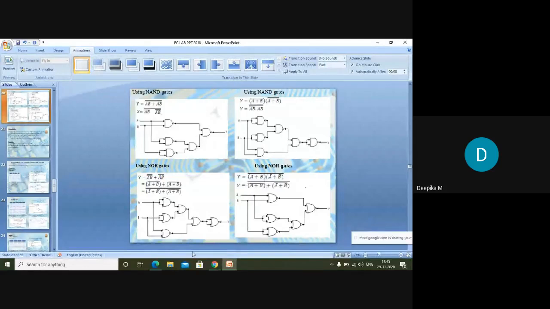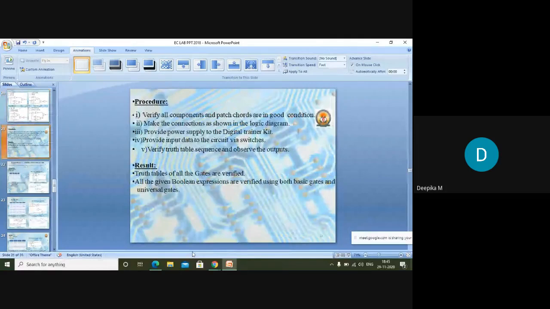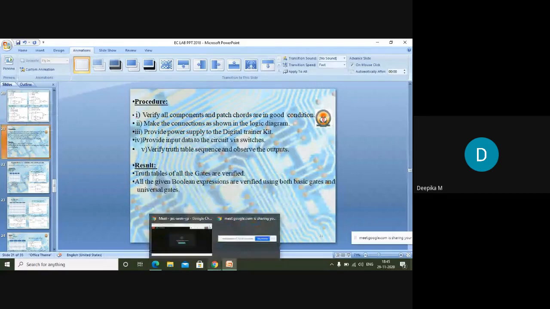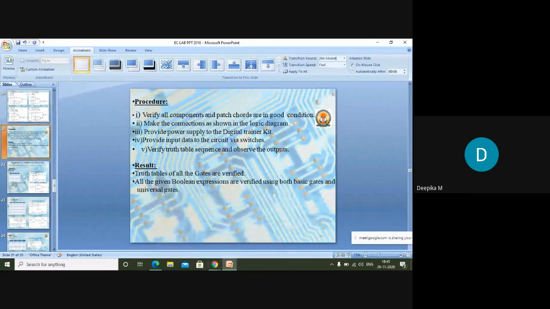Next, coming to the procedure, verify all components and patch cards. We are using patch cards for the connection, so we have to check whether the patch cards are in proper condition or not. Next, make the connection as shown in the logic diagram. Then we have to provide the power supply to the digital trainer kit. Once it is on, we have to provide the input data to the circuit using the toggle switches, and we will be verifying the output by looking at the truth table.